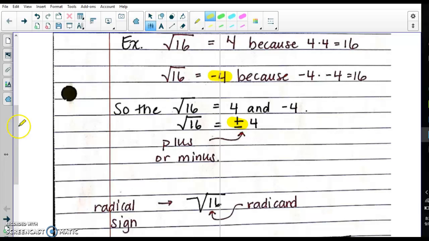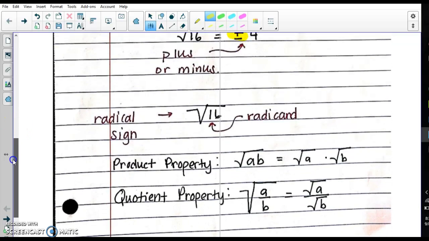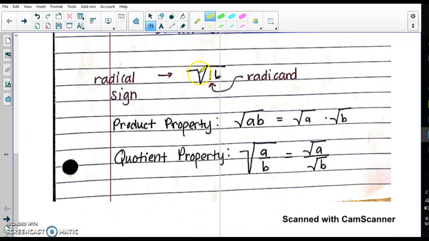Next, we're going to talk about some parts of a square root. A square root has a radical sign. That's this symbol here. And then there's a radicand. That's the number that's underneath the square root. So in this case, our radicand would be 16.